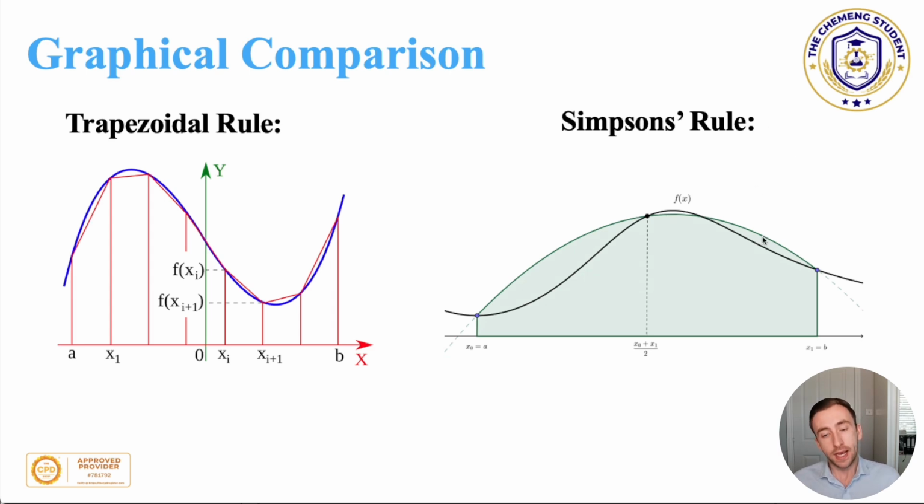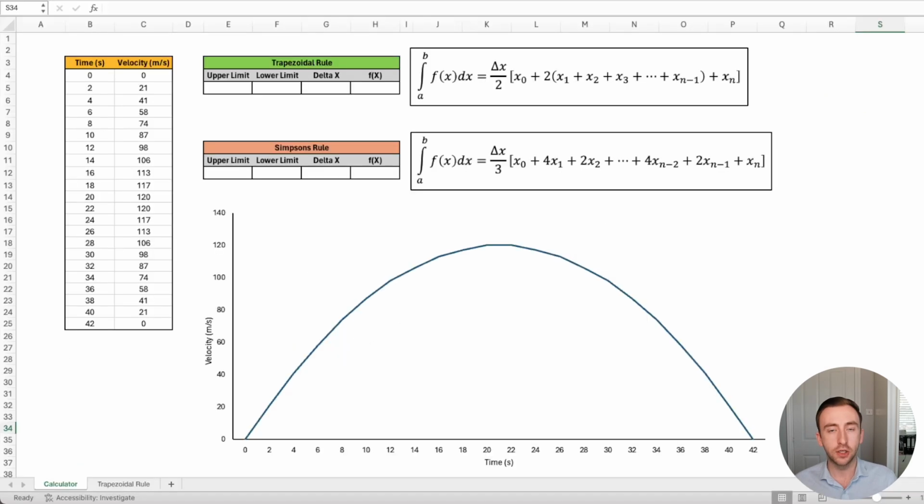And so both of them will have a degree of error, and depending on the characteristic of the curve, one will be more accurate than the other. So it really depends on how our graph looks. Now let's take a look at our Excel calculator. So our Excel calculator looks something like this.